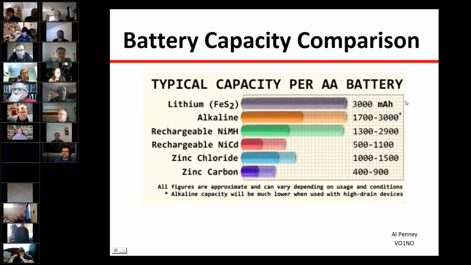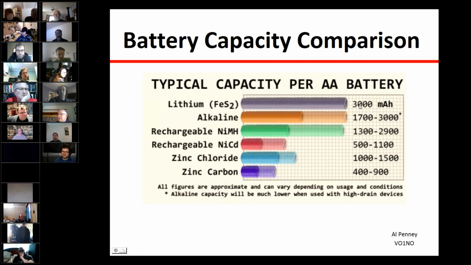A milliamp hour is a way to determine the capacity of a battery. And for a bigger battery, it would be amp hours. The number of amps it can deliver for an hour before the battery would be considered to be dead. Okay, for smaller batteries, we say milliamp hours, so thousandths of an amp hour.